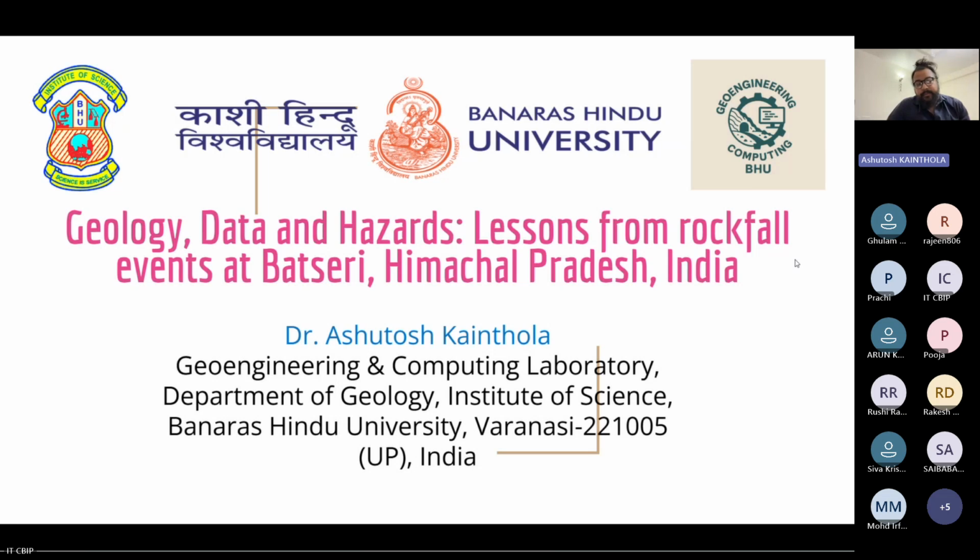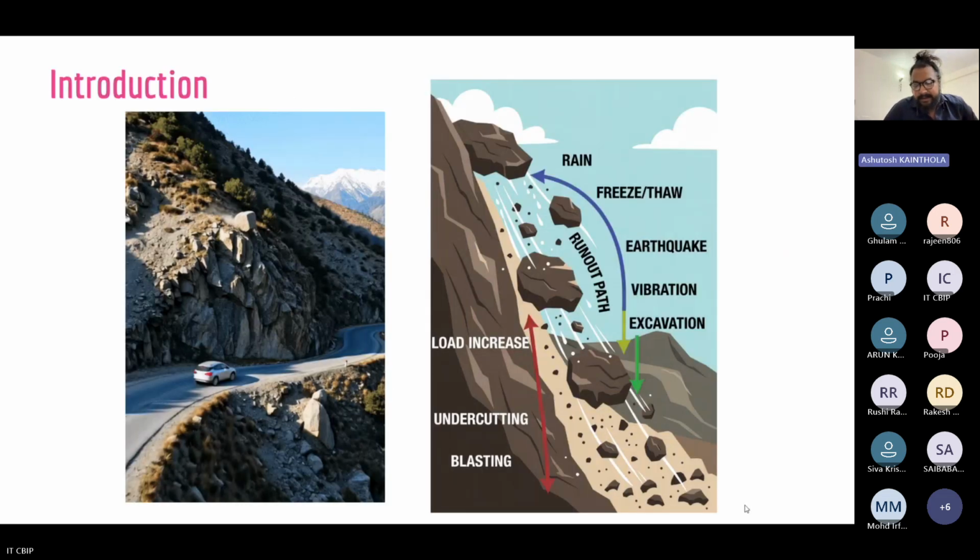The area that we have taken is in Kinnaur district, Baspa Valley, Himachal Pradesh. So moving on to the next slide, slide number 2.